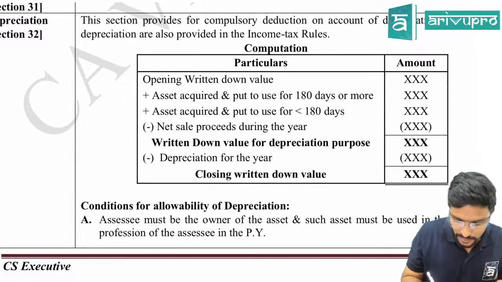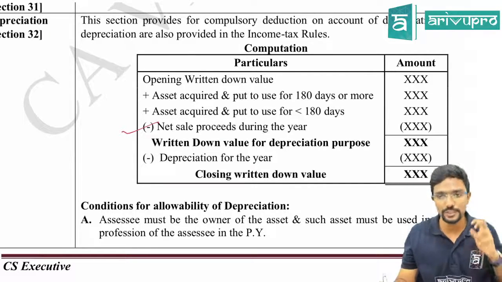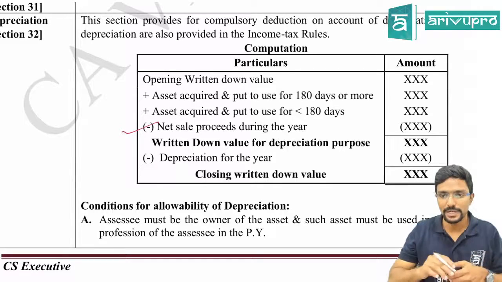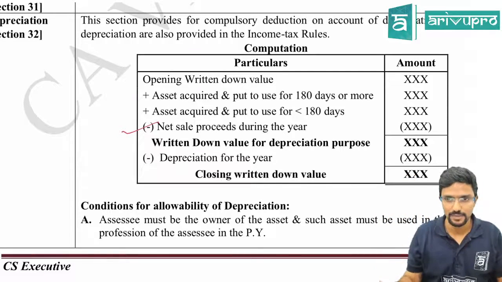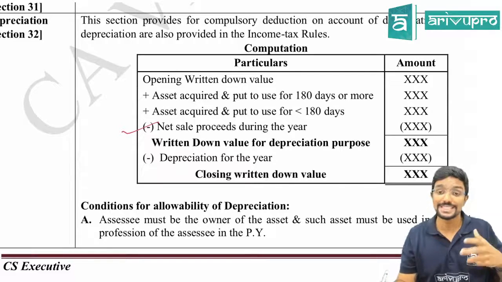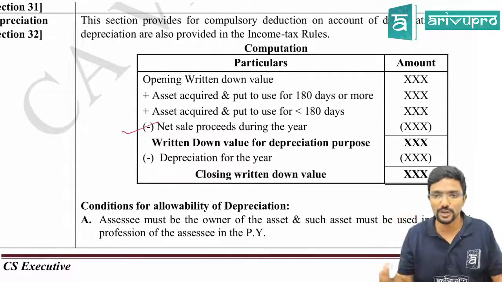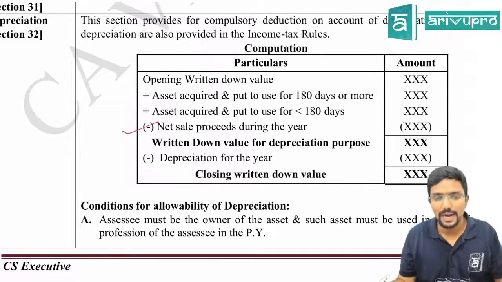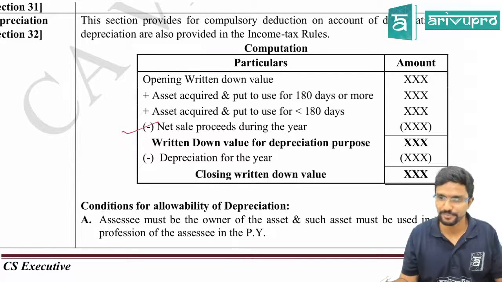Agree? And when it comes to net sale proceeds, any assets sold during the previous year should be reduced. Agree? And we cannot claim depreciation on that. Whatever asset is going out of the block, we cannot claim depreciation on that. And sale proceeds include any insurance compensation or scrap value received also. Agree? If any asset is disposed of and we have got any scrap value, we have to take that also. Agree? And there is no question of calculating profit or loss on sale of an asset.